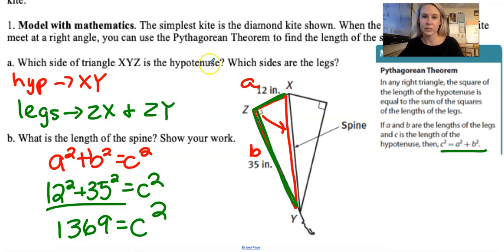Now I'm not done because c is not by itself. I have to get rid of this exponent of a 2. To do that, you're going to use this thing called a square root. Okay, a square root and a squared cancel each other out, very much like multiplication and division. So if you square root one side, you square root the other.